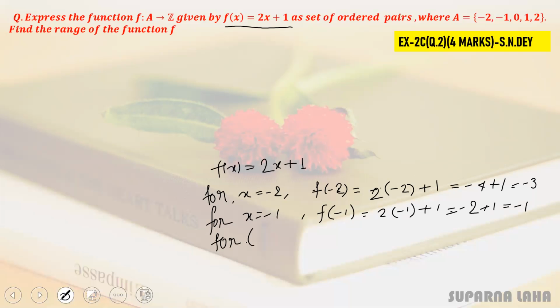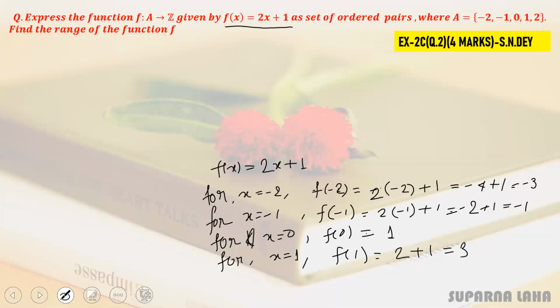For x equals 0, what is f of 0? Put 0 in the place of x. So 2 into 0 is 0, and 0 plus 1 is 1. For x equals 1, what is f of 1? F of 1 is given by 2 into 1 plus 1, 2 plus 1 is 3. So for x equals 2, what is f of 2? F of 2 is given by 2 into 2 plus 1.